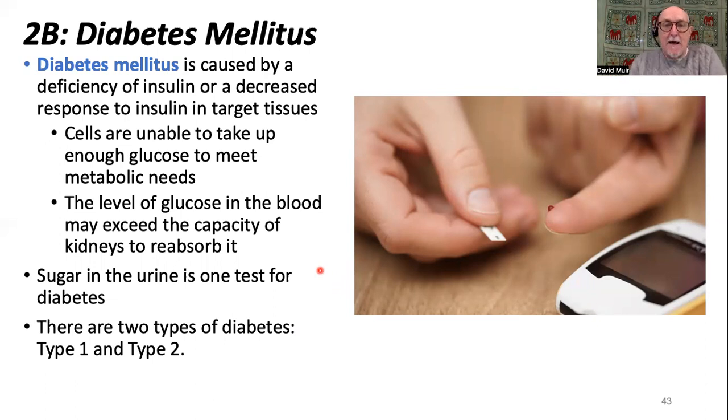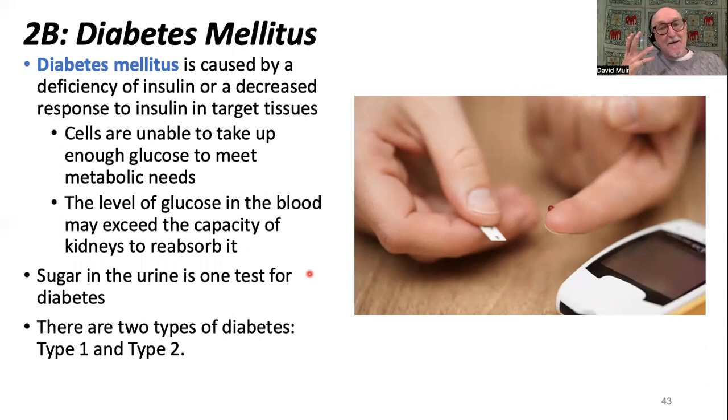Most people with diabetes mellitus developed it in childhood. The exact reasons are not known, but they would develop it in childhood and probably wouldn't live very long, maybe into their early 20s before they died.